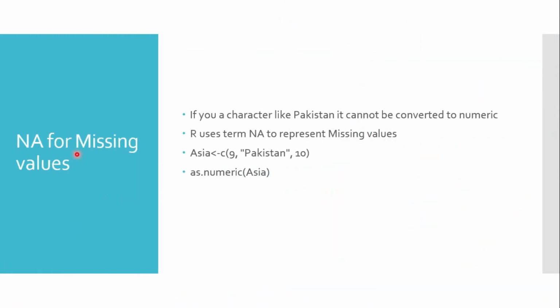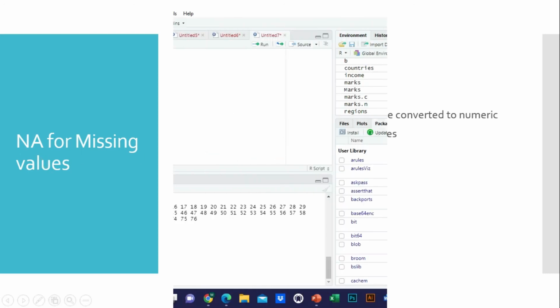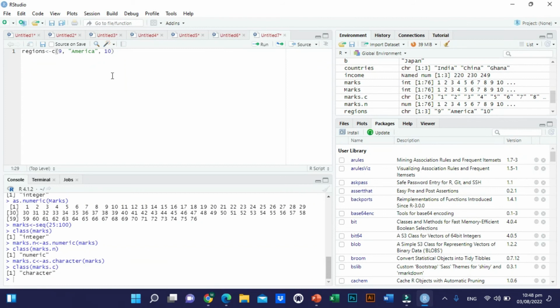So this is the way you can convert one type of data into another. In the last, I'm going to tell you one last important thing, that if you have a character element in a vector, or you have a character vector, it cannot be converted into numeric. And R will use the term NA. Usually R uses NA for missing values. Let us practically do it in R to understand it. Earlier we created a vector with the name regions that has one character element. Now let us run it.